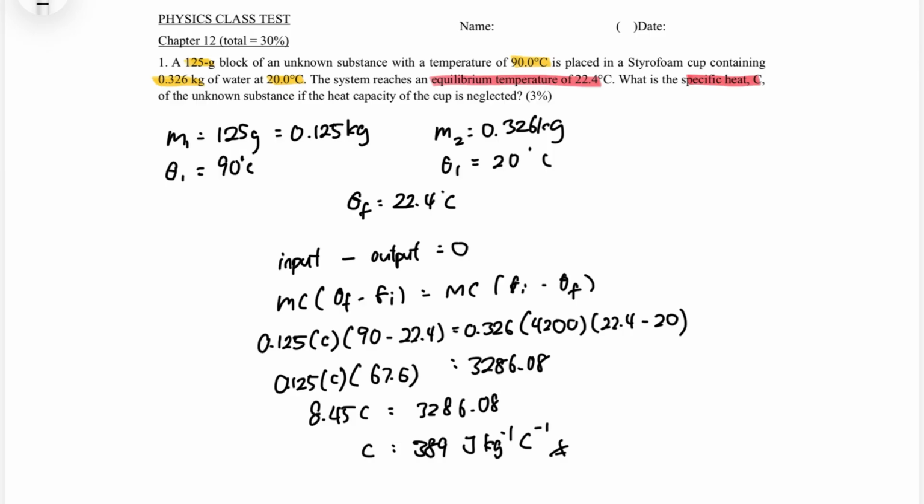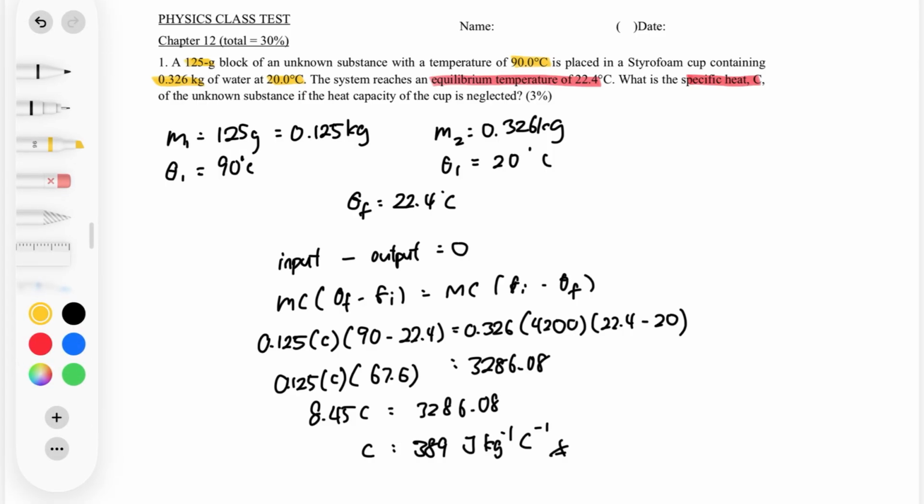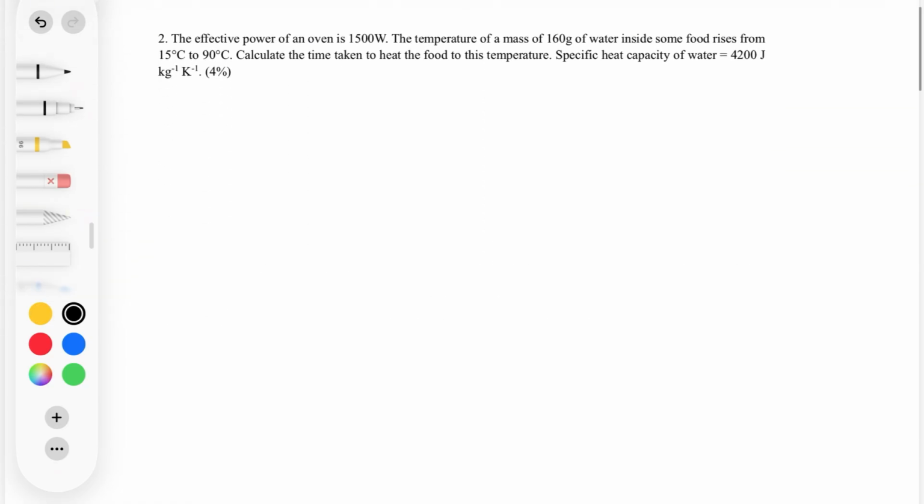As a reminder, we need to understand that when we use the equal sign, it must be final minus initial for one object and initial minus final for the other. Different objects you write differently, so both will be positive. You can just take it around over there. How about the next question? Let's do the next question.